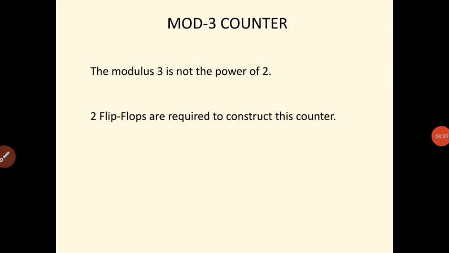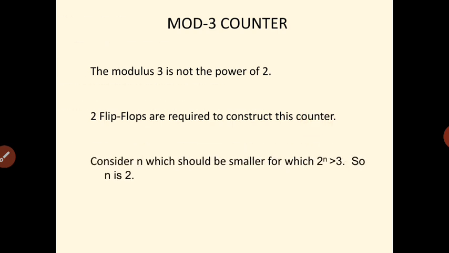So this is how the procedure of constructing a divide-by-N or modulo-N, non-binary counter works. Next we will mainly concentrate on the mod 3 counter. The modulus 3 is not a power of 2, so two flip-flops are required to construct this counter. With two flip-flops you can have four different output states.